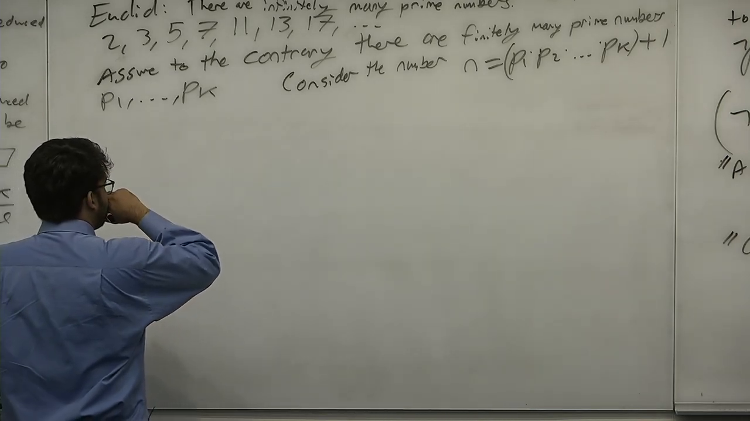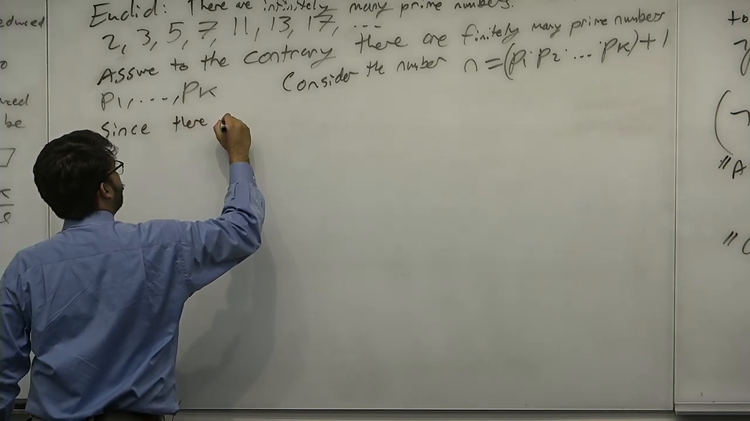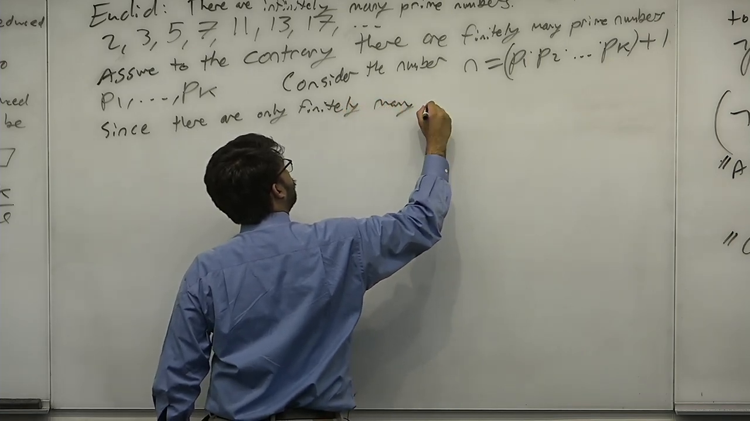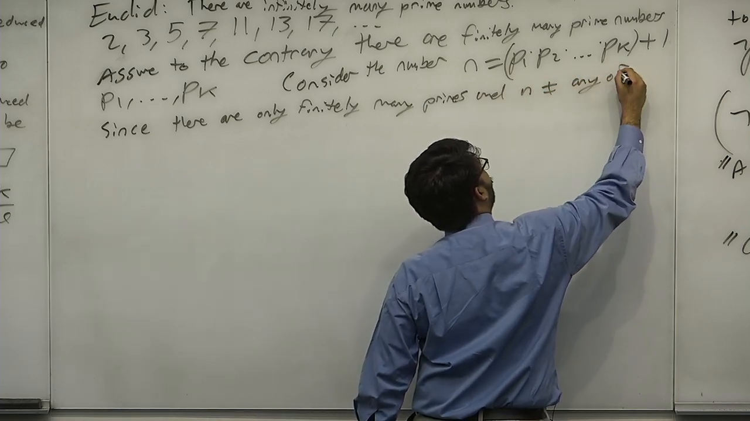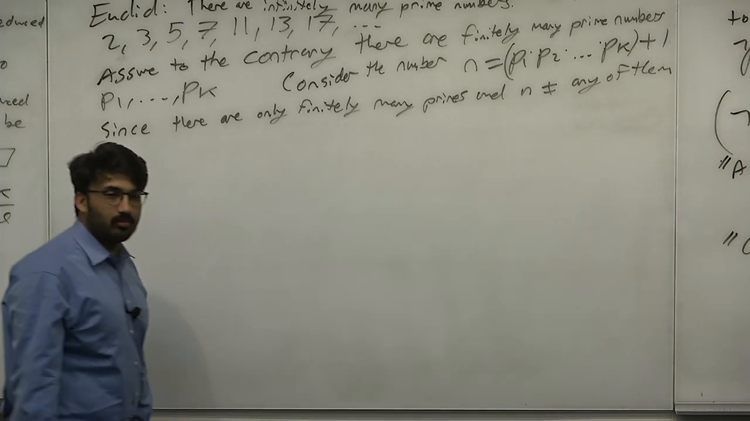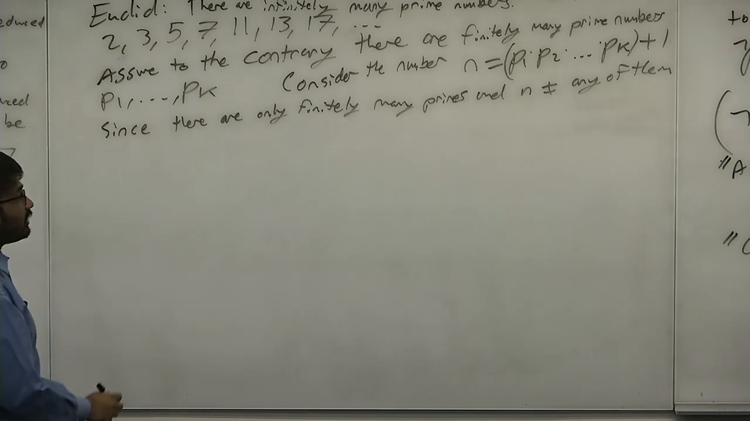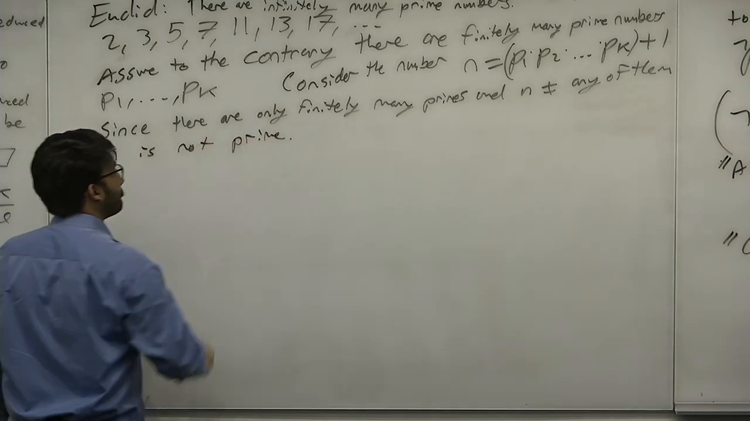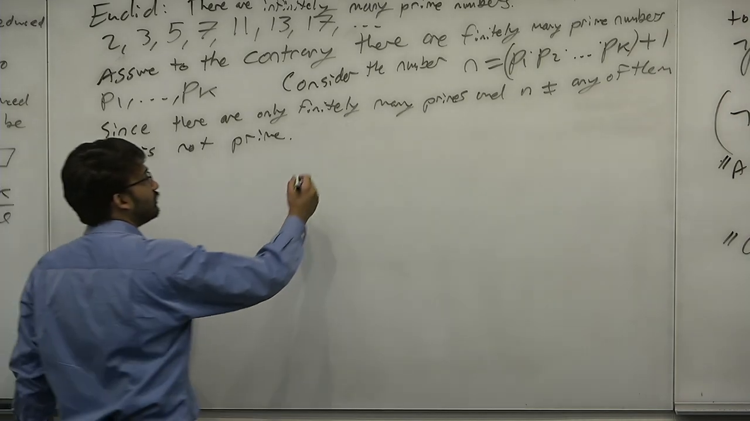Since there are only finitely many primes, and N does not equal any of them, it's none of P1. It's definitely greater than P1. It's greater than P2. It's greater than P3. It's greater than P4, certainly, right? Because it's greater than all of those numbers, it's none of them. Since N does not equal any of them, N is not prime, right? N is not prime. What do we know about N? It is composite.